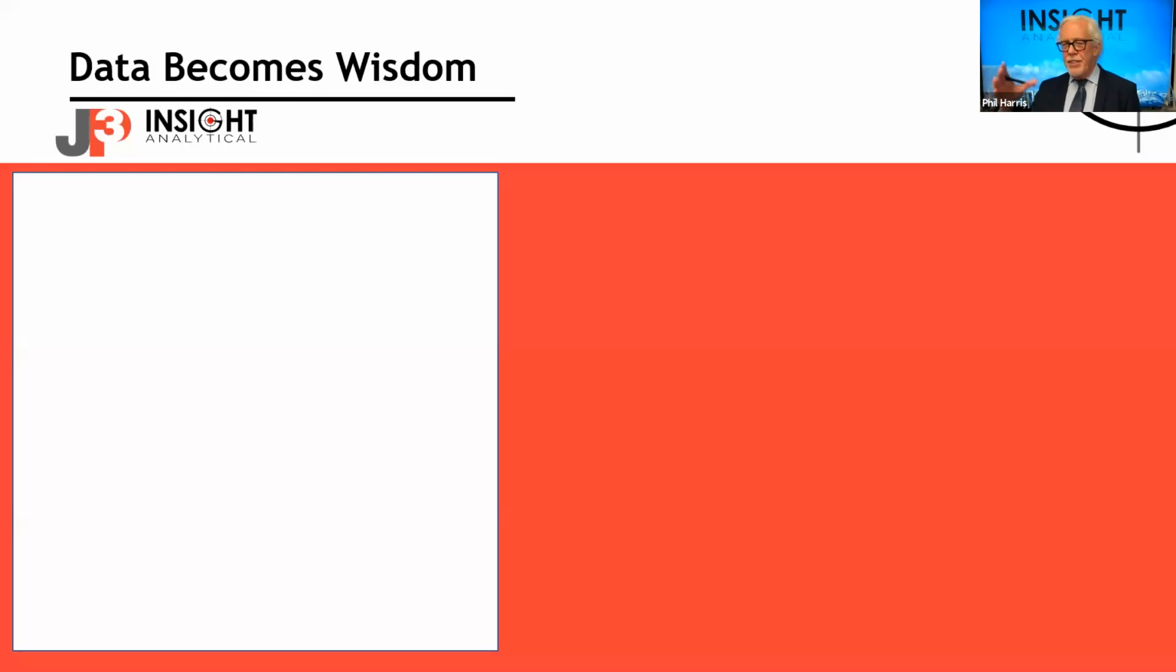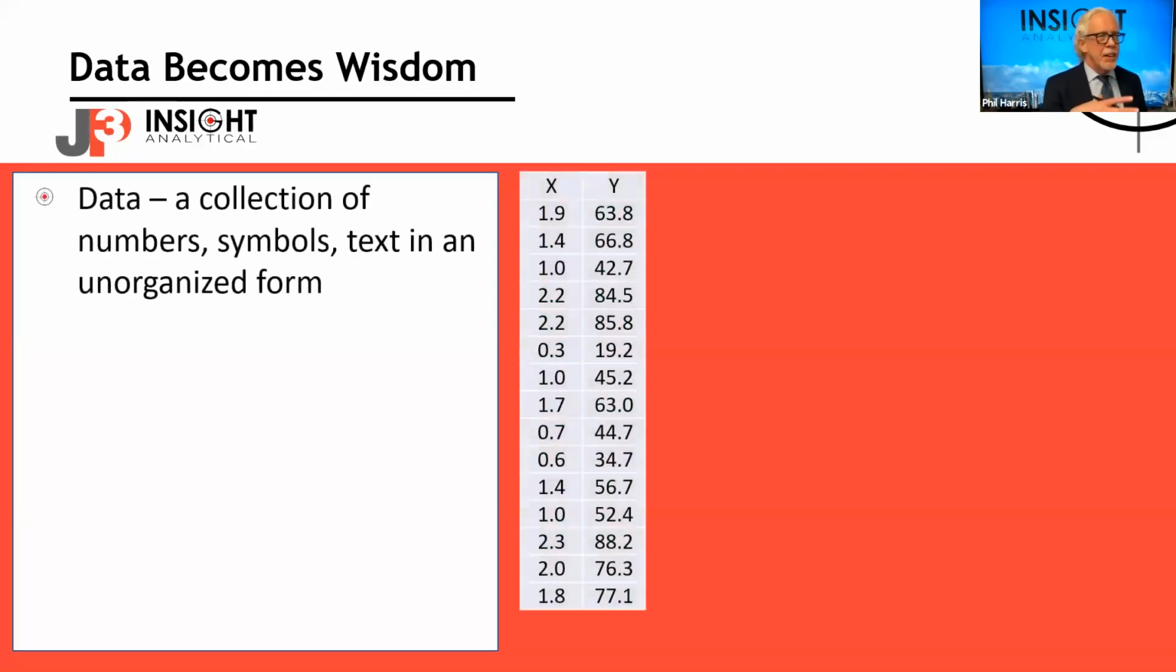Before we get into the deeper parts of chemometrics, let's look at this from a fairly simple perspective. First, what do we mean by data? Data is anything: a collection of numbers, a collection of symbols, a collection of words in an unorganized form. Somebody puts a whole bunch of words on a piece of paper, there's data there. We can organize them though into sentences and maybe a poem or something like that. So we can take data and we can organize it.